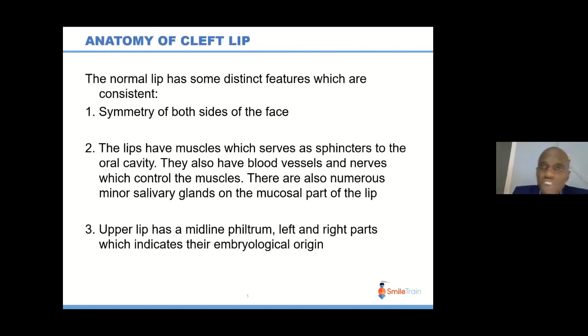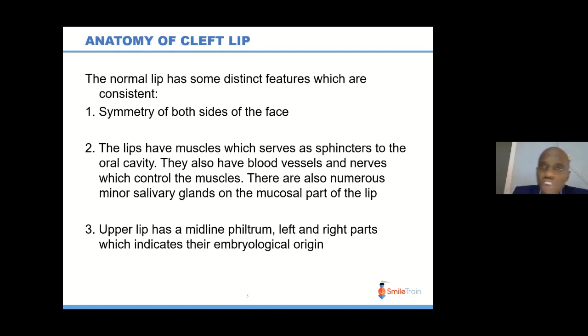So the anatomy of the lip. The normal lip has some distinct features which are consistent. There's symmetry of both sides of the face. That means the right side and the left side are always the same for everybody.